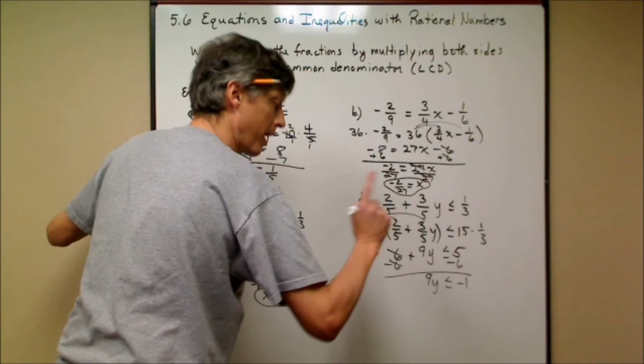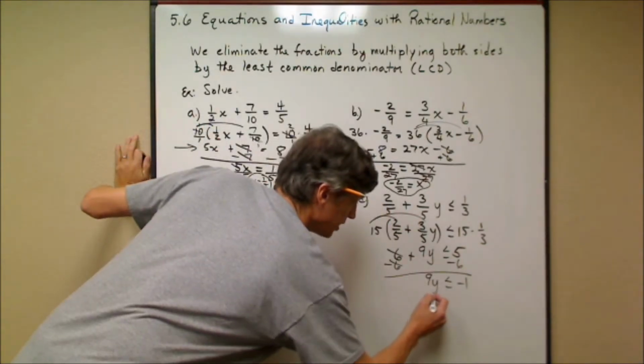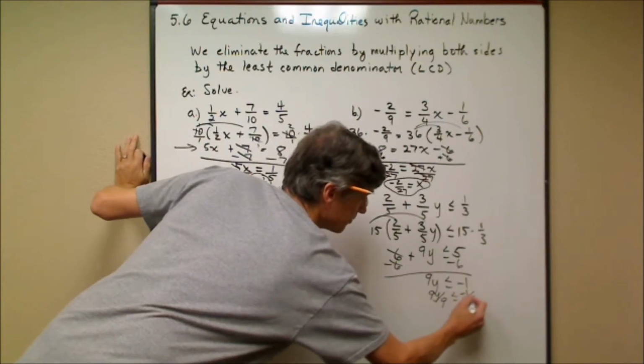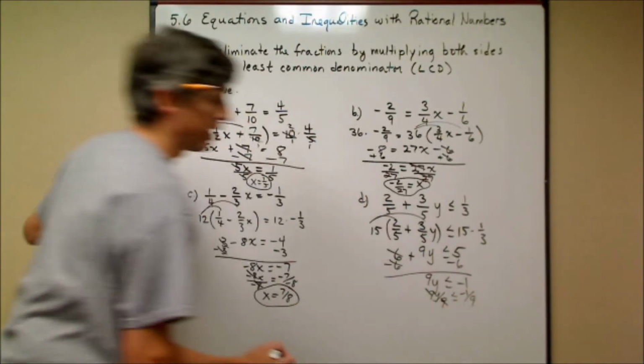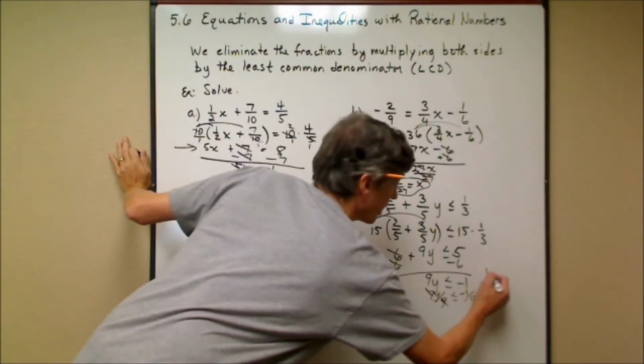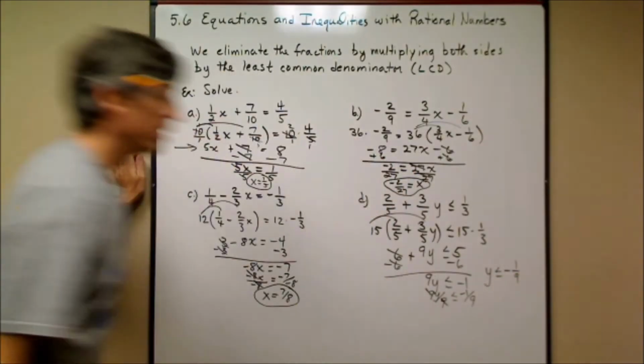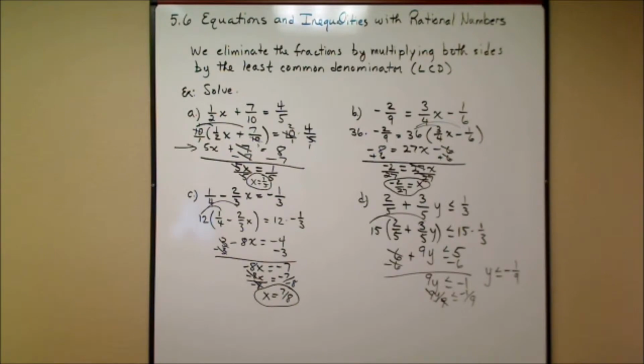I'm going to divide by a positive 9, so it is not going to affect the inequality sign. I just don't have much space here, and I get y, I'll put it right here. I get y is less than or equal to negative 1/9 as my answer. Negative divided by positive, negative 1/9.